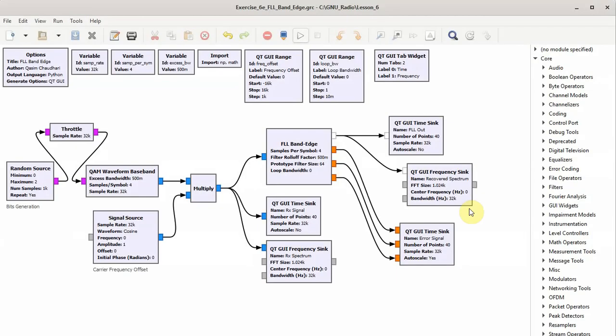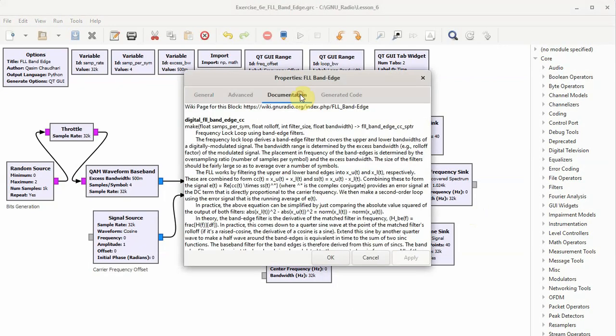Keep in mind that FLL band edge is one of those few blocks in GNU Radio whose documentation is actually very clear. Here we can see that the frequency lock loop derives a band edge filter that covers the upper and lower bandwidths of a digitally modulated signal. In practice, the above equation can be simplified by just comparing the absolute value squared of the output of both filters: absolute x lower squared minus absolute x upper squared. This is exactly what we discussed in the intuitive viewpoint of the band edge filters.